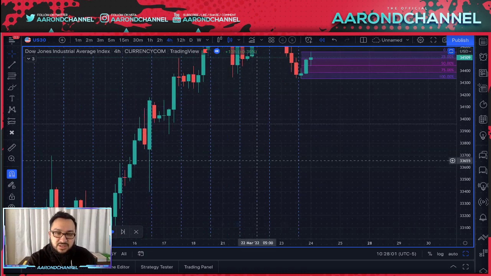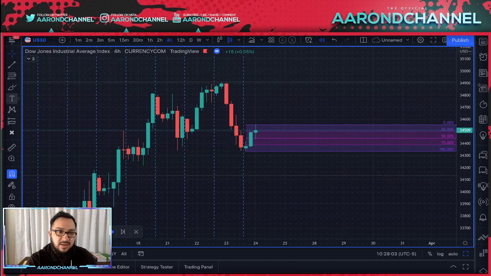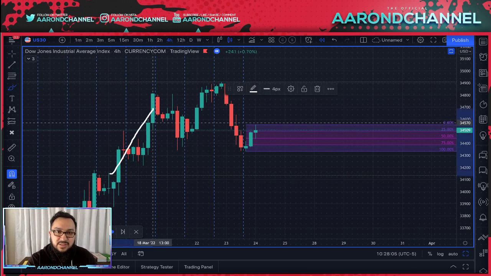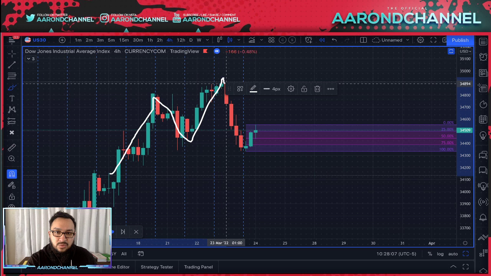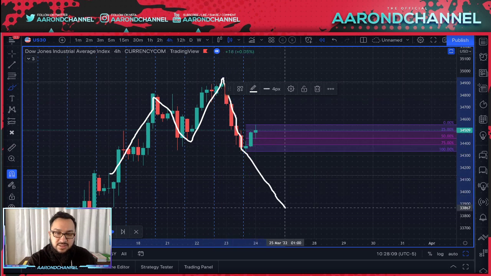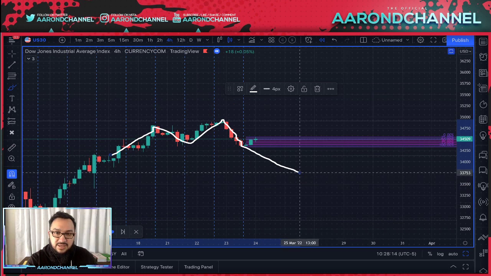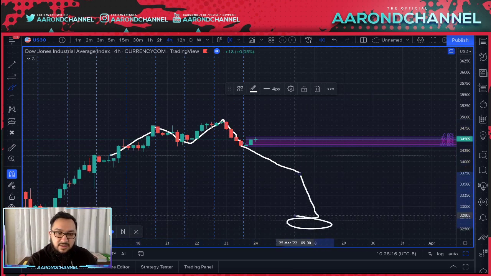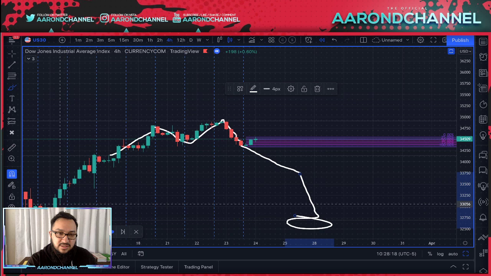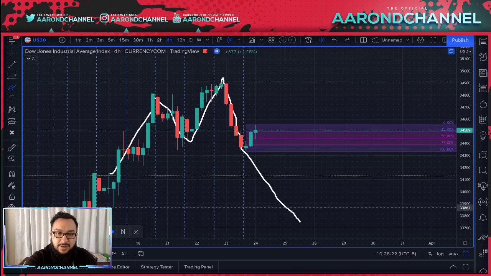So we could potentially be seeing a reversal with this M pattern or double top pattern to take us further down into this area here, which was the most recent low on a high time frame.